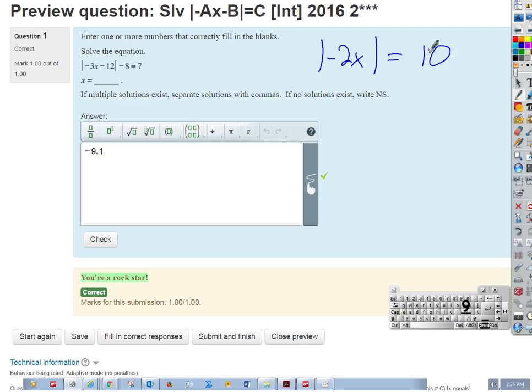One of them would be 5, wouldn't it? Does that make sense? Because -2 times 5 is -10, and now I take the absolute value. The absolute value of -10 would be 10. So one answer is going to be 5. Sorry, the other answer would be -5, because -2 times -5 would be +10. The absolute value of 10 is 10, right? Okay, does that make sense?